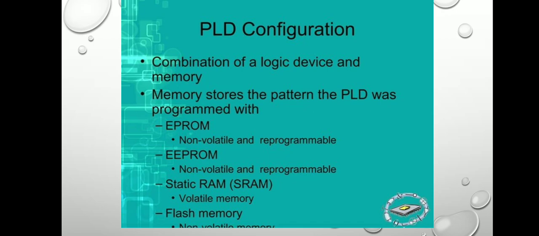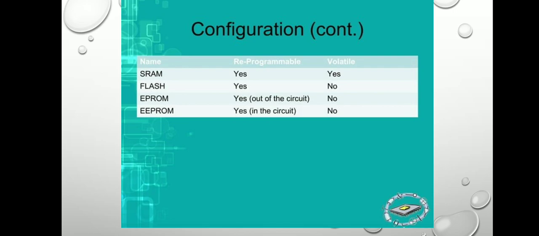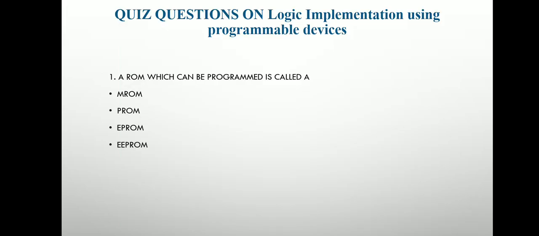The PLD configuration is a combination of a digital logic device and memory that stores the pattern with which it is programmed, such as EEPROM, static ROM and flash memory. The configuration SRAM is reprogrammable and volatile. Flash is also reprogrammable but non-volatile. EPROM is reprogrammable out of the circuit, but it is non-volatile. EEPROM is reprogrammable in the circuit, and it is non-volatile.